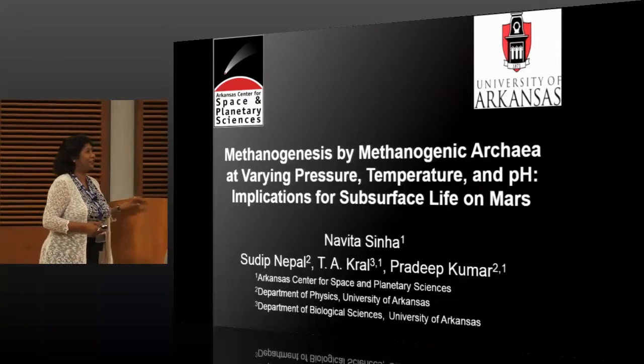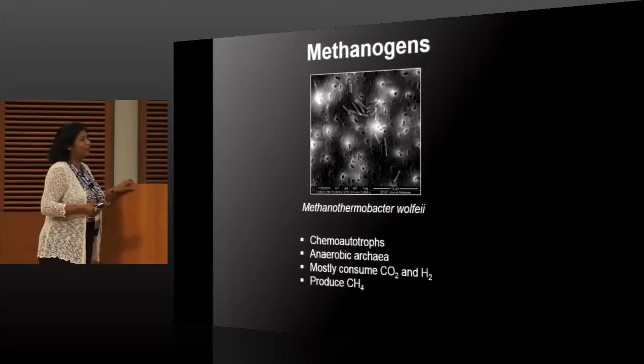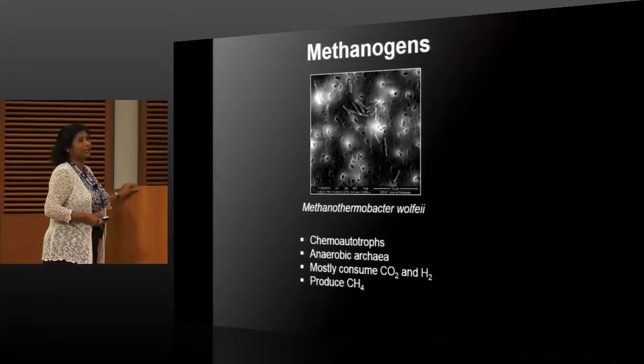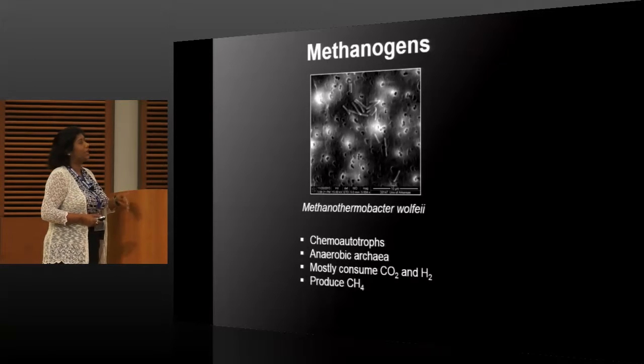Okay, good afternoon everyone. As we know, methanogens are chemoautotrophic anaerobic archaea that mostly consume carbon dioxide for their carbon source and hydrogen for their energy source and produce methane as an end product of metabolism.